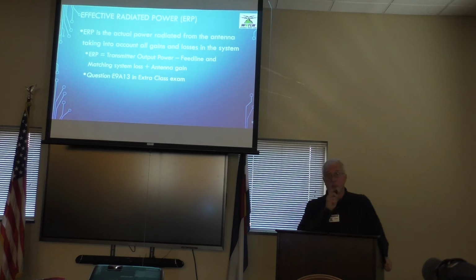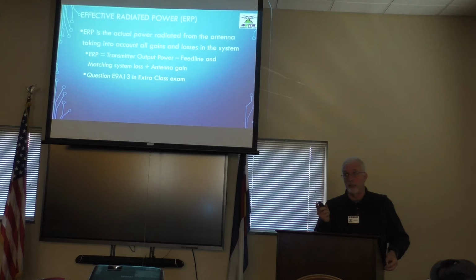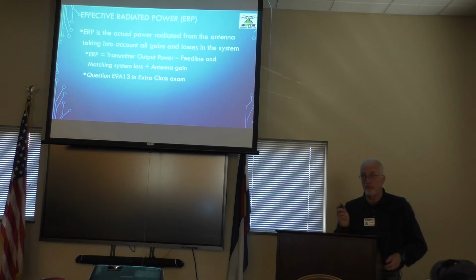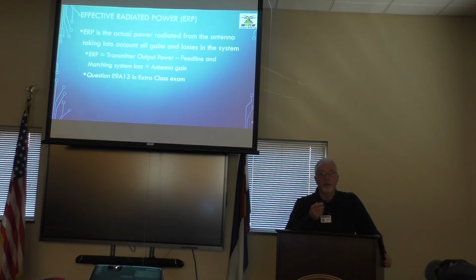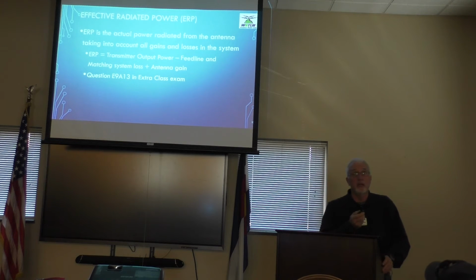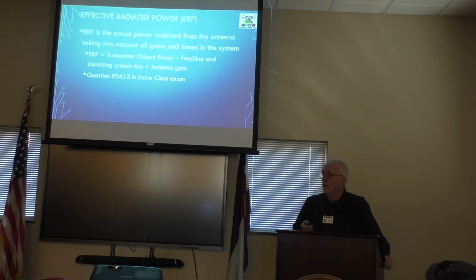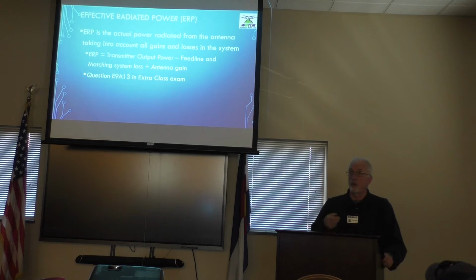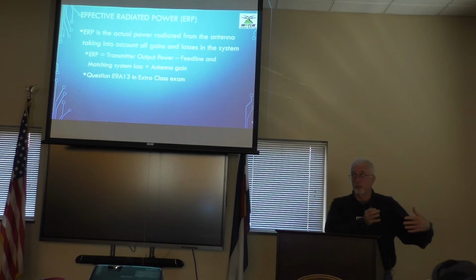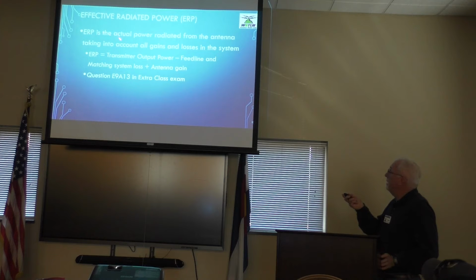Okay, here's something that is going to apply later on in Greg's presentation about safety. If you have a 100-watt output from your HF transmitter, or let's say 50 watts from a VHF mobile rig, or 5 watts from your HT, that is the output power of the transmitter, the power amplifier, or whatever the last stage of amplification you have in your transmitting system. The ERP is the actual power radiated from the antenna, taking into account all the gains and losses in the entire system.